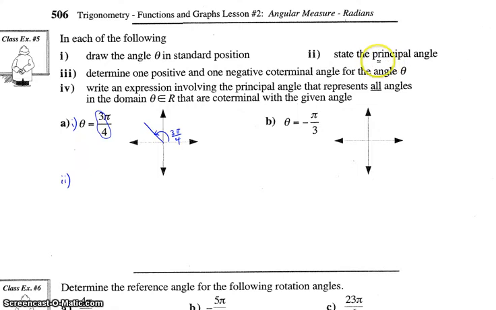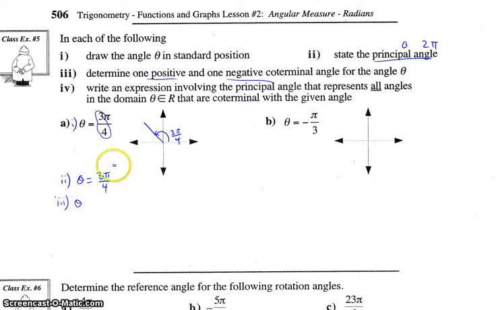Part ii, state the principal angle. Principal angle is the smallest positive angle, between 0 and 2 pi now, and this is it. So the original angle given is the principal angle. Now, one positive and one negative coterminal angle. In degrees, we would add or subtract 360 to get a coterminal angle. In radians, we add or subtract 2 pi to get a coterminal angle.